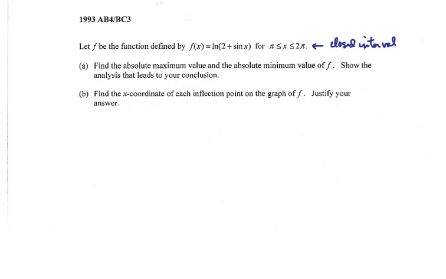So we're trying to find the absolute maximum value and the absolute minimum value of f. Show the analysis that leads to your conclusion. Now you don't need to state what I'm about to state, and I will tell you the minimum amount that you need to write to satisfy this. However, the absolute min and absolute max are tied to what is called the extreme value theorem. And we can call that EVT.